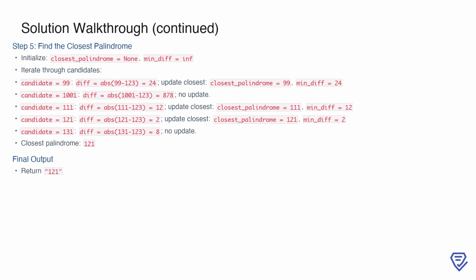Lastly, for 131, the difference is 8, which is larger than our current min_diff, so no update is made. The closest palindrome to 123 is therefore 121, and this is returned as the final output.